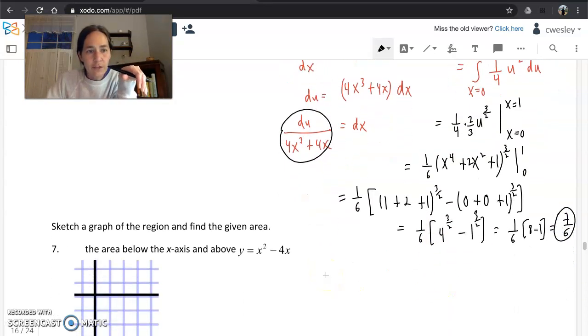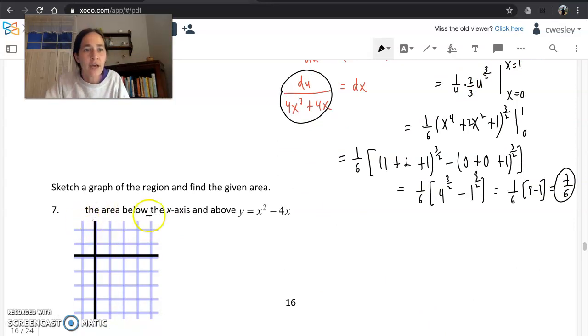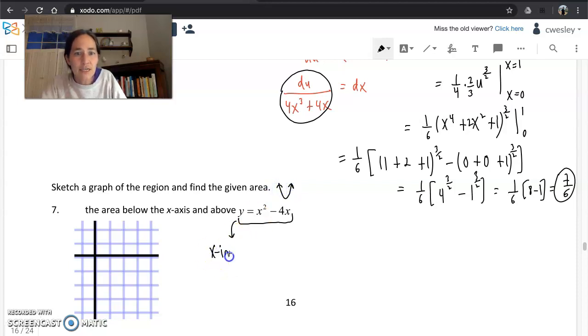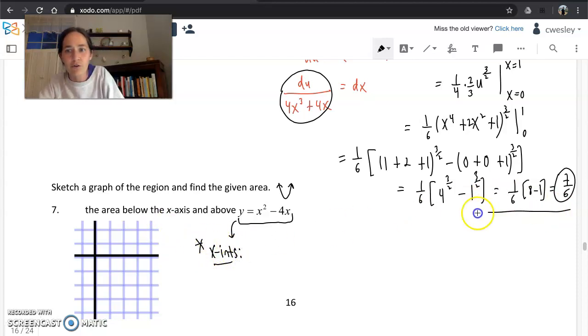A little piece of advice with 7, where this homework ends, area below the x-axis and above this curve. My advice is the biggest reason you need the picture for this is to get the limits of integration. I know you can predict that this will be a parabola that opens up, but just like in the example problem we did in part 1 of the video, you want to find the x-intercepts first. That's your ticket to setting up this integral correctly.